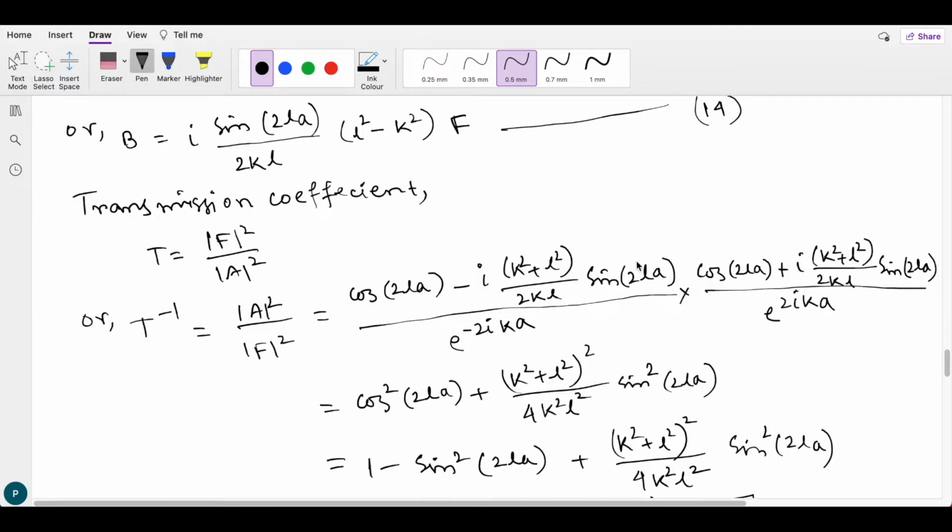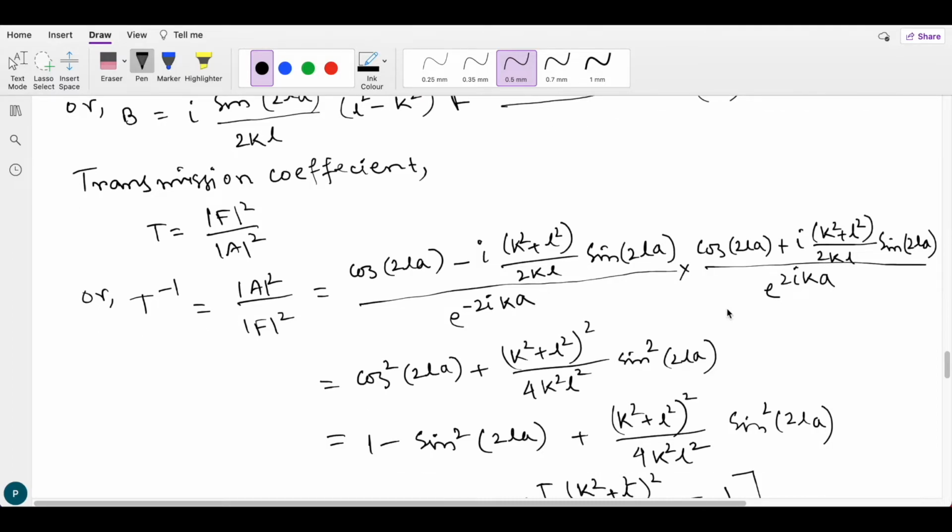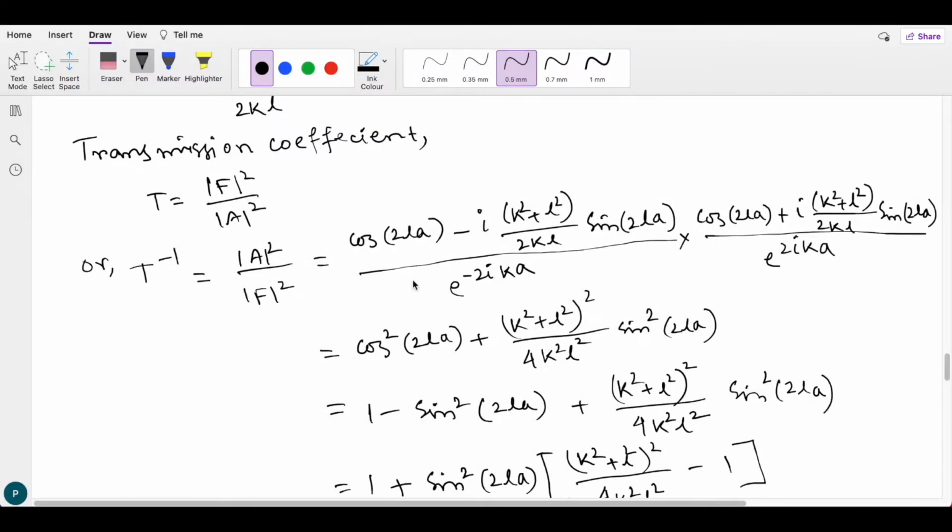So a by f is this first part, so we have a by f square, and from here we can see that a by f is a complex number, so just multiply it with its complex conjugate. The complex conjugate will be cos 2la plus i into (k square plus l square) by 2kl into sin 2la by e to the power 2ik. So the denominator cancels out, and from the numerator we get cos square 2la plus (k square plus l square) whole square by 4k square l square into sin square 2la.